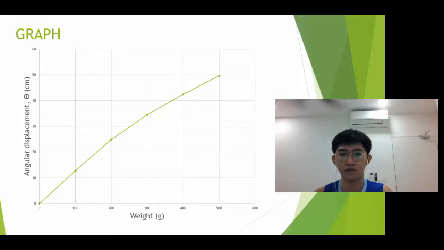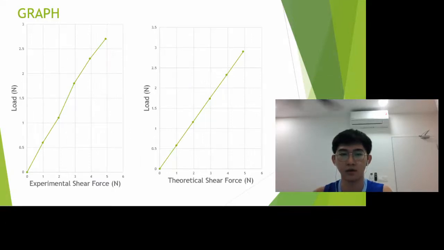The first graph shows us angular displacement and the weight. As you can see, the longer the displacement, the heavier the weight. And the second is about load and experimental shear force. The bigger amount of the load will increase the shear force. And the third graph is load and theoretical shear force. It is basically the same as the second graph, so the bigger amount of load will also increase the shear force.